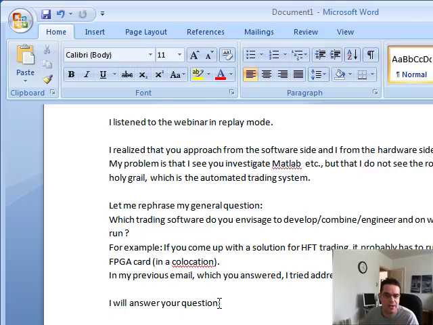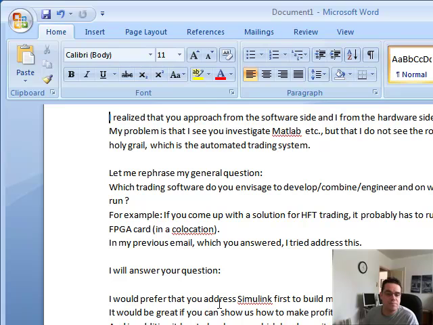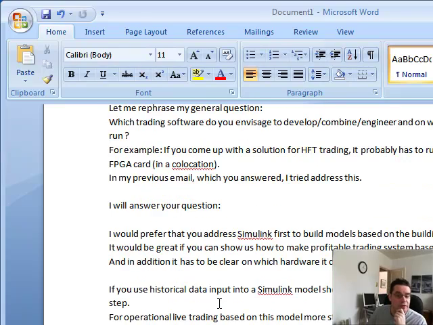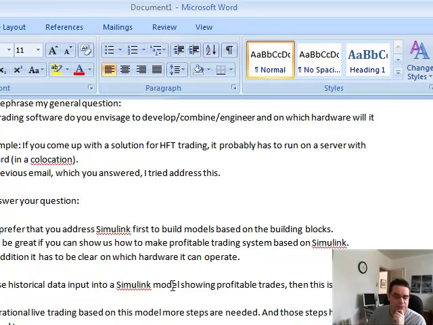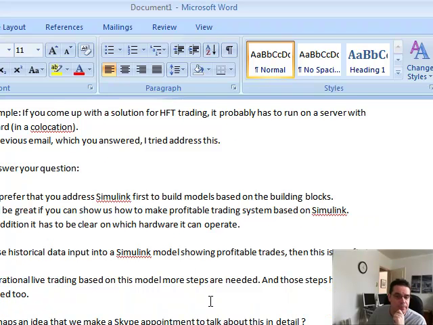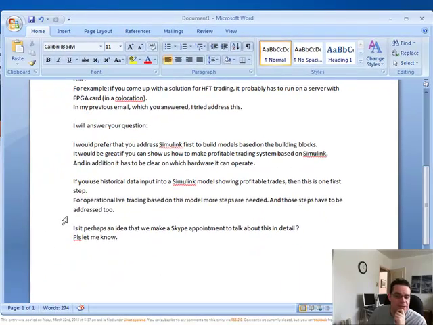In this previous email you answered, I tried to address this. I will answer your question. I would prefer that you address Simulink first to build models based on the building blocks, which I'm currently doing, actually. It'd be great if you can show us how to make a profitable trading system based on Simulink. In addition, it has to be clear on which hardware it can operate. If you use historical data input into a Simulink model showing profitable trades, then this has to be the first step. For operational live trading based on the model, more steps are needed, and these steps have to be addressed too.